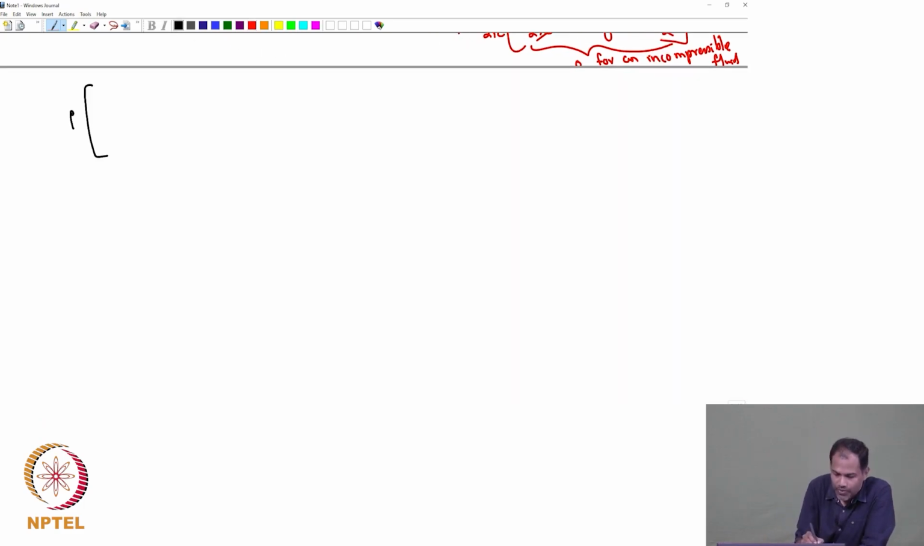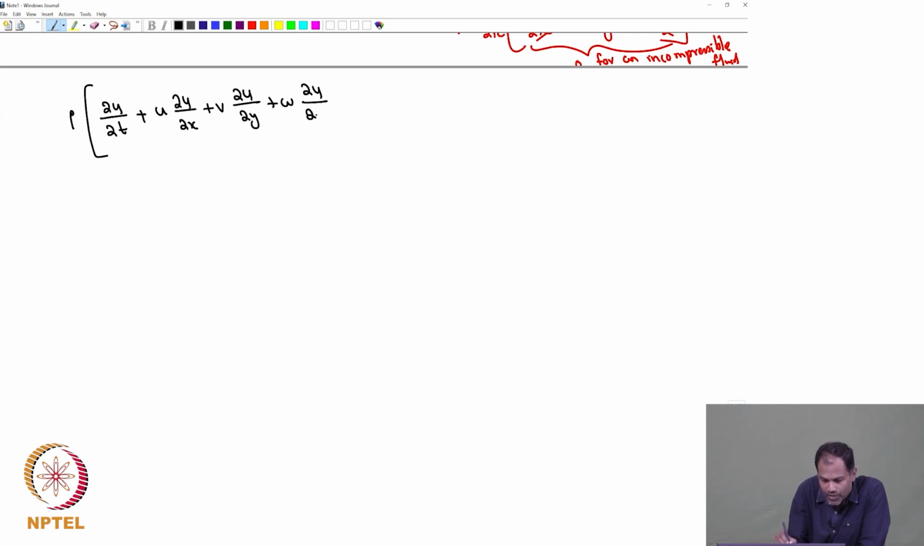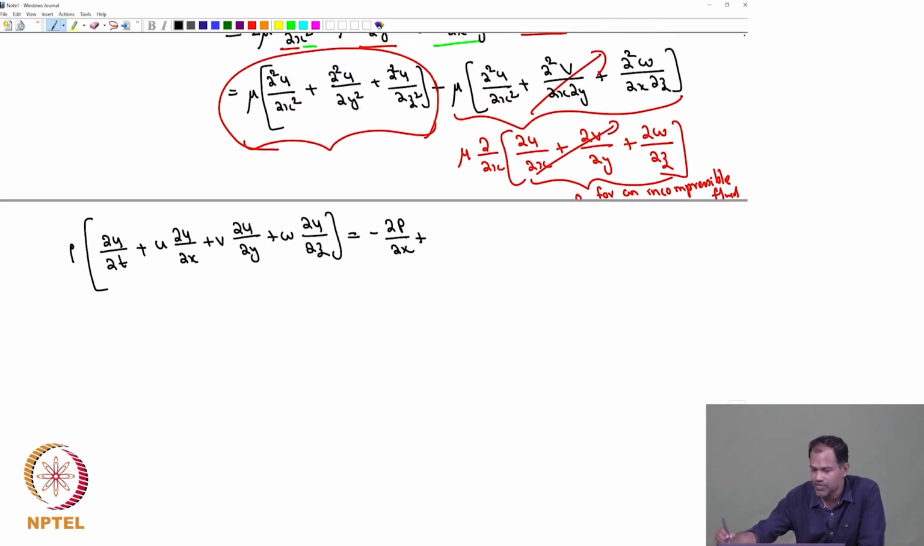The simplified equations would be ρ, which represents mass times the x directional acceleration, which is ∂u/∂t. Remember, it is a substantial derivative: u ∂u/∂x plus v ∂u/∂y plus w ∂u/∂z should be equal to the pressure forces, minus ∂p/∂x, plus the shear stress forces, which we have calculated as just this quantity. Now this quantity can also be written some further.